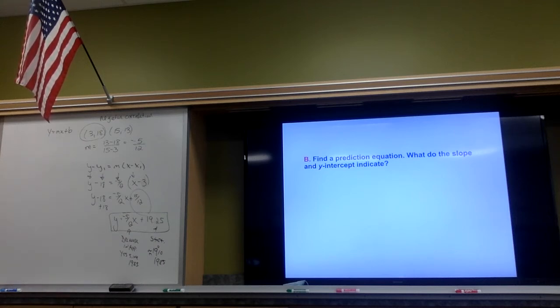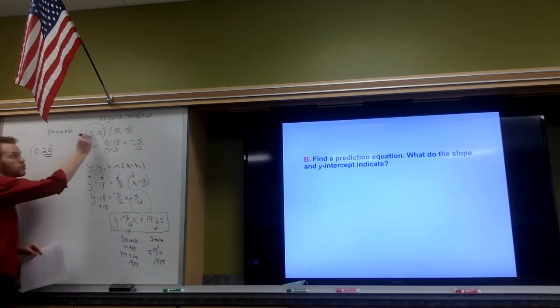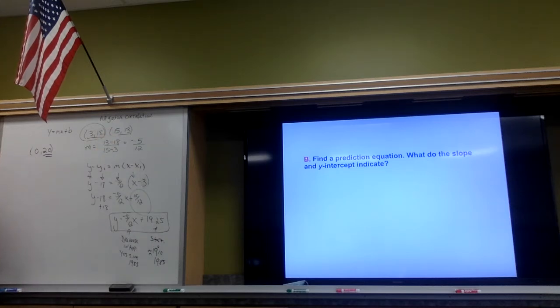Now, look back at the original problem. The original problem was 0.20? They said at 1985, it was 20%. Does my prediction equation match that? No, but it came close, right? Because once again, I'm trying to find a line that best fits all of the data, not just one point. So you want to be careful with that. Our prediction equation is not off by much. 19%, 20, a 1% difference, that's not too bad. Now, if your prediction equation was off by, let's say, 5 or 6%, then you might want to go back and choose 2 different points to create your line of best fit. Does that make sense?